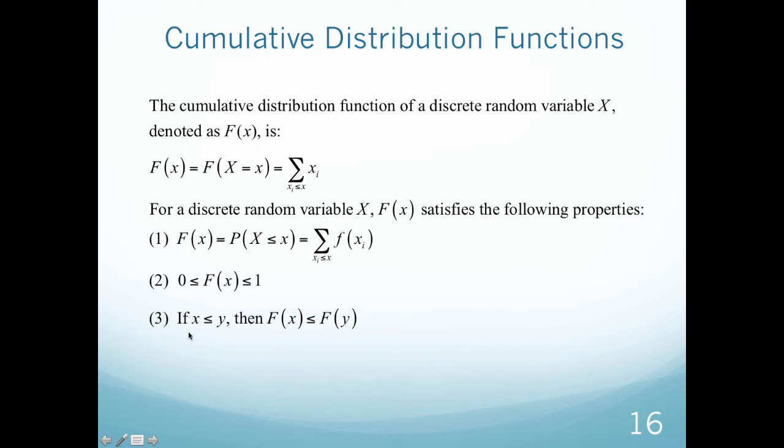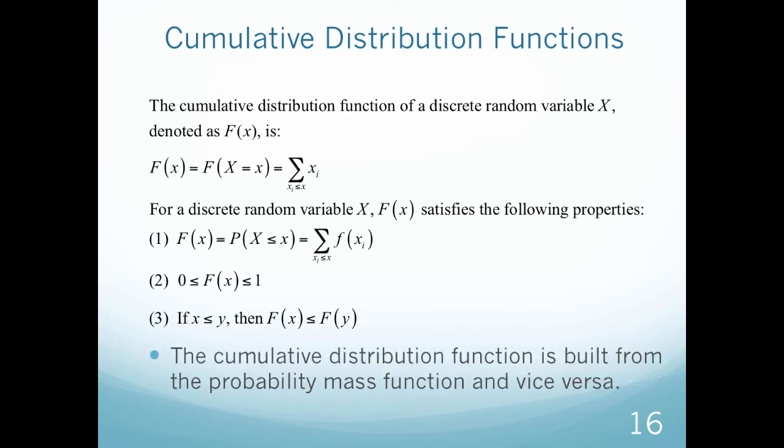And then my last property is that if x is less than or equal to y, then F of x is less than or equal to F of y. And this just means then, if you look at a graph of cumulative values being added as you go, this just states that probabilities get bigger as you go on, right? Because I keep adding them to the other probabilities.